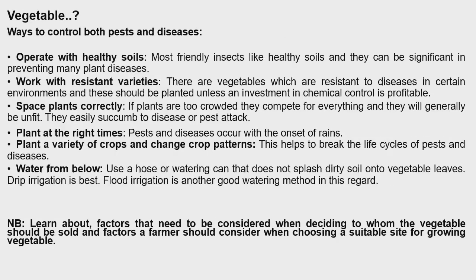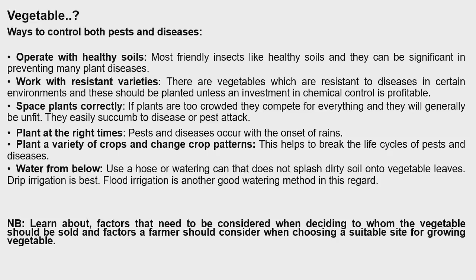So, vegetables continuing. There are ways to control both pests and diseases. For you to be able to control pests and diseases, you need to operate with healthy soils. Most friendly insects like that healthy soil, and they can be significant in preventing many plant diseases. Work with resistant varieties. There are vegetables which are resistant to diseases in certain environments, and these should be planted unless an investment in chemical control is profitable.